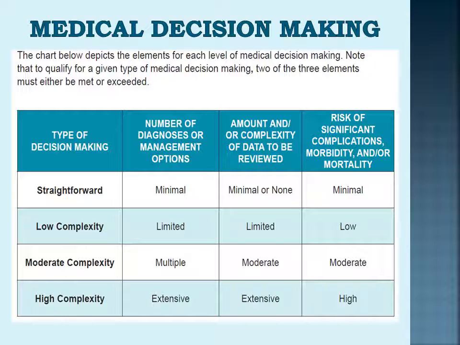And lastly, you want to consider the risk of any significant complications, comorbidities, mortality. And again, that can go anywhere from minimal to high. Some important points to keep in mind would be any underlying diseases or other factors that increase the complexity of your medical decision making because of the increased risk of complications.